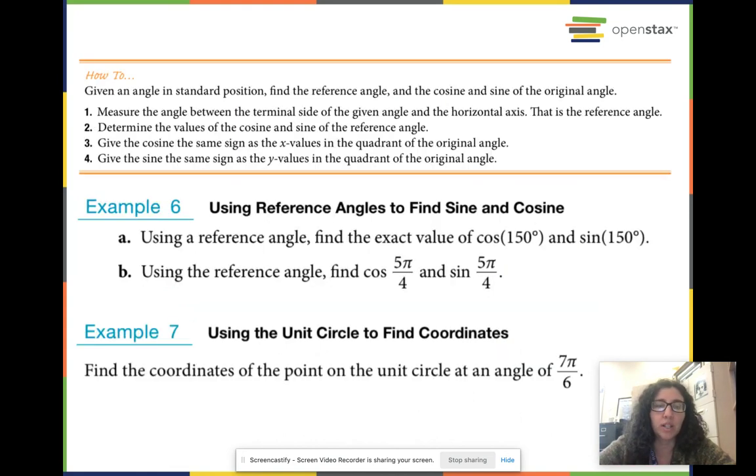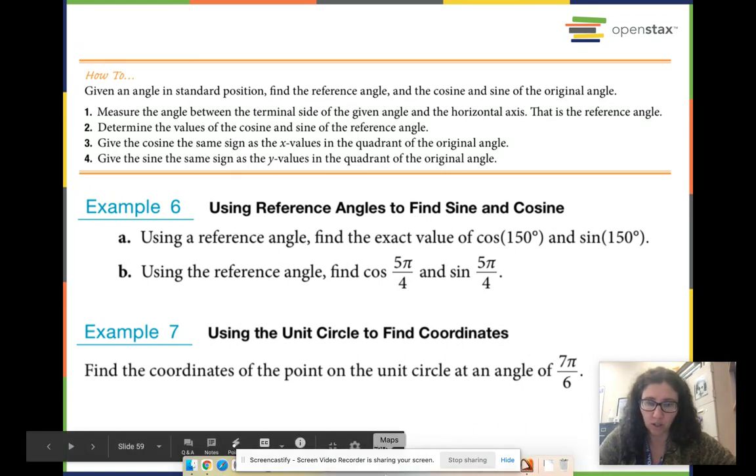All right, so let's use this. So here are some steps. If you want to read through them, you could pause and read. Using reference angles to find sine and cosine. Let's do these two examples, and let's go over to the video.